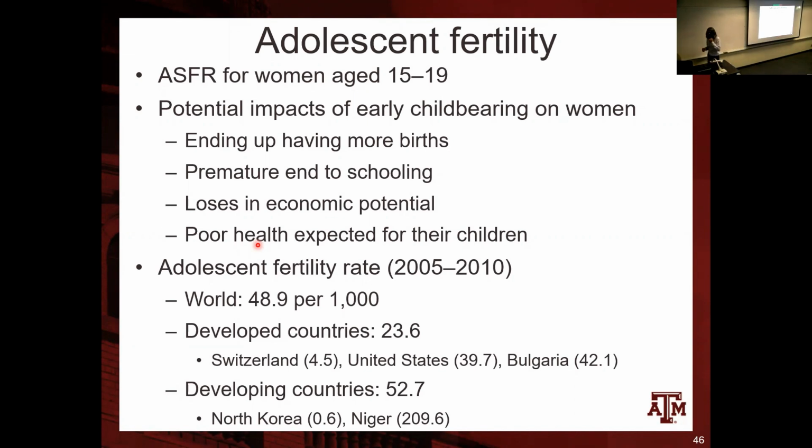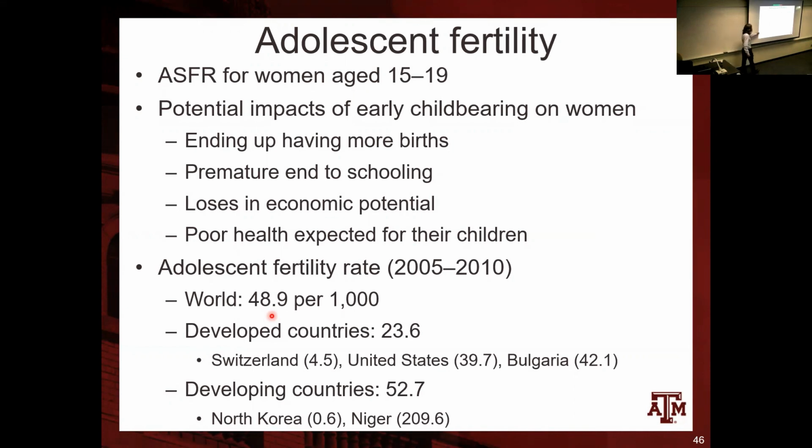Just to give an idea of the adolescent fertility rate between 2005 and 2010, it was around 48.9 per 1,000. So for every 1,000 women between the ages of 15 and 19, almost 49 of them had children in that period. In developed countries, that rate is much lower, 23.6 per 1,000. And in developing countries, 52.7.